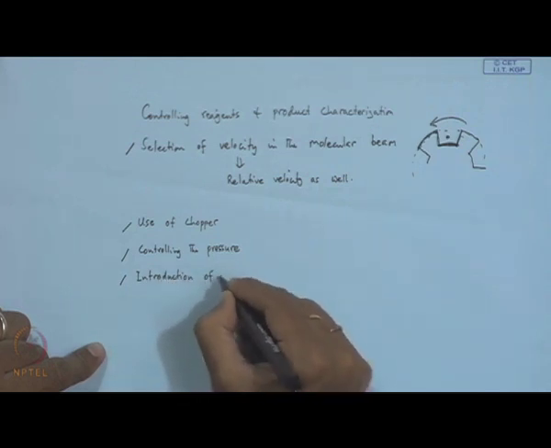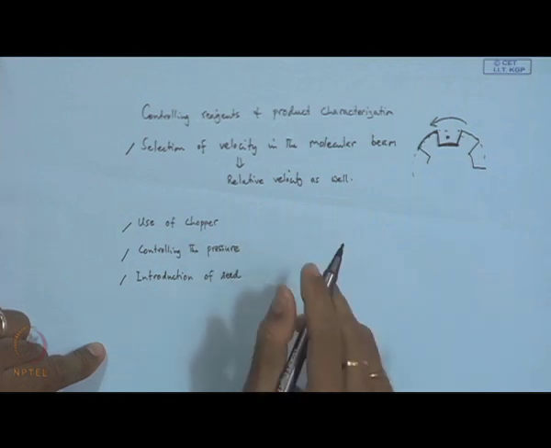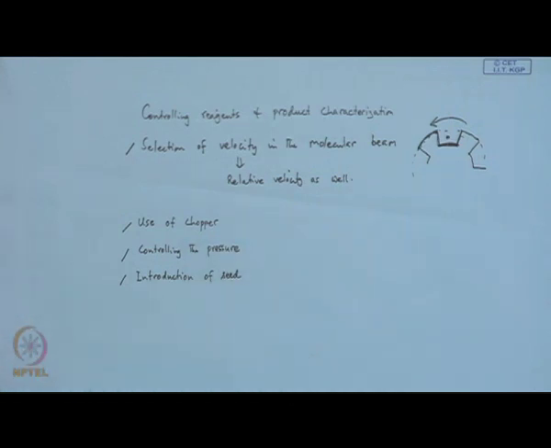And third is introduction of seed. That is, it is mixed with some seed beam. You can change it, I mean, there is a collision between the seed molecules and your reactant, and then the velocity may change, okay.